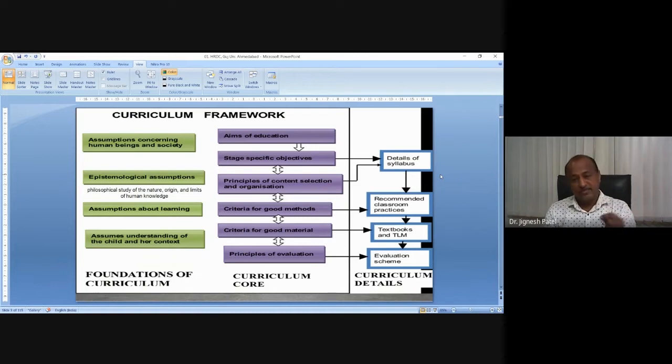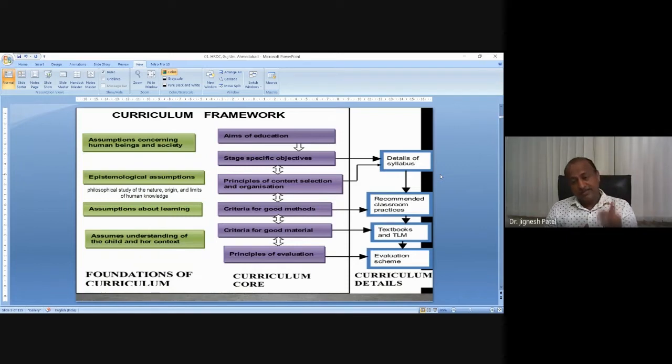Later on, stage specific objectives should be there, and that should be in a detailed syllabus, or we can say principles and content selection and organization, and how the stage specific objectives should be framed. That is also very important. On the basis of those objectives, we have to select and organize the content in such a way that the aims of education or the stage specific objectives are achieved.